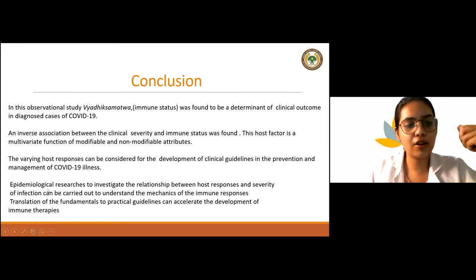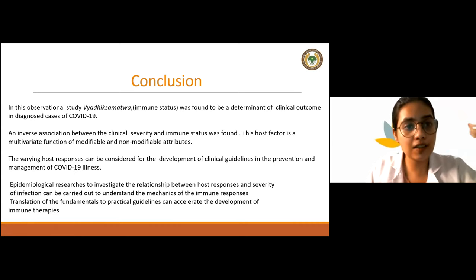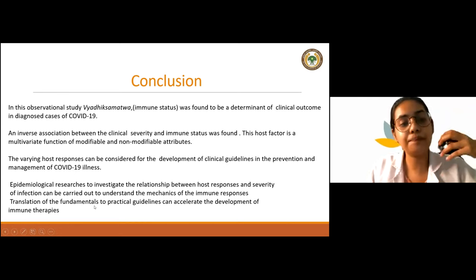So this was an epidemiological research to investigate the relationship, and we could explore that relationship, but still we need to understand the mechanism of immune responses in terms of multiple variables. And when we talk about the science of Ayurveda, there are basic fundamentals that clinicians practice all over the globe, but these fundamentals need to have a practical guideline, they need to be developed, they need to be seen into those practical guidelines, which can accelerate the development of immune therapies.